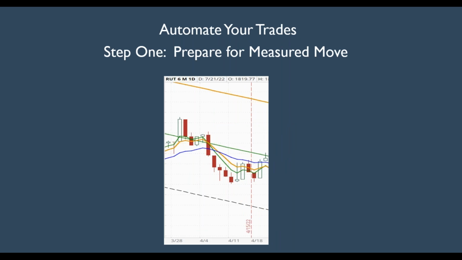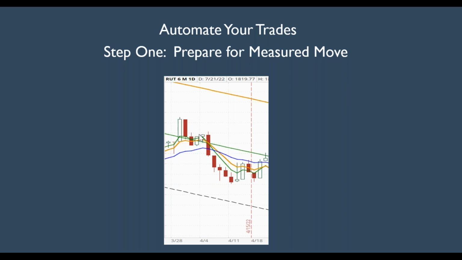So let's talk about how you can automate your trades. The first thing is you want to prepare for a measured move. All right, so do we see anything on this chart that looks like a measured move? Well, you can see that first of all, the +1 and the +2 on the regression channel are sloping down.